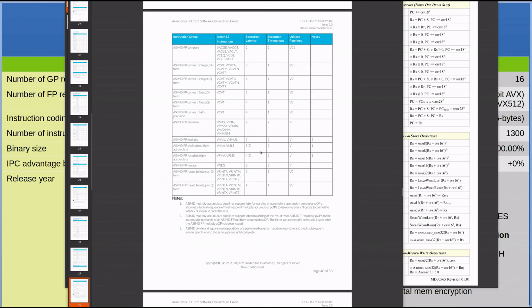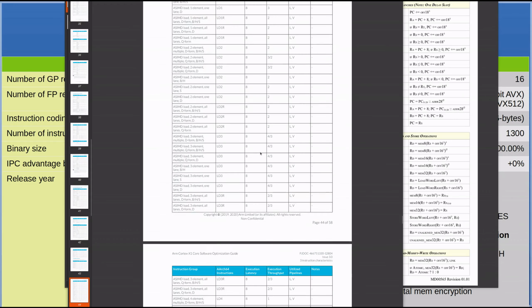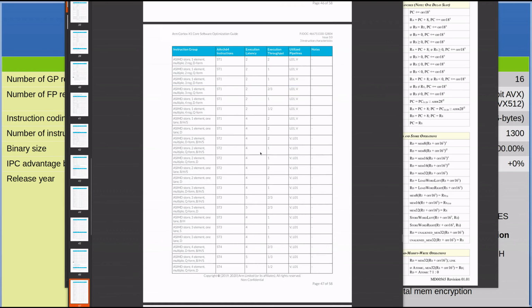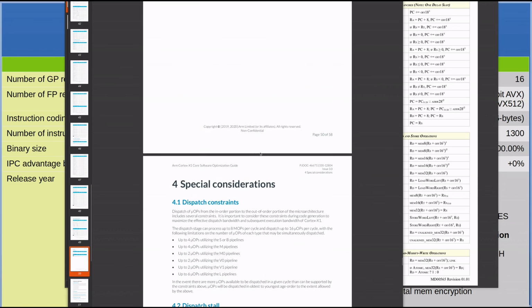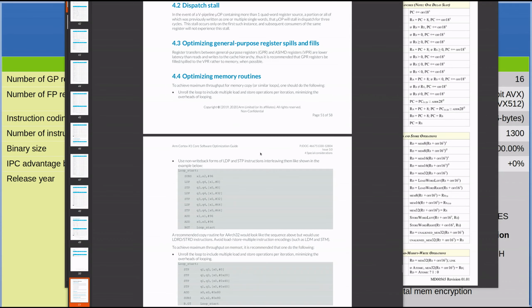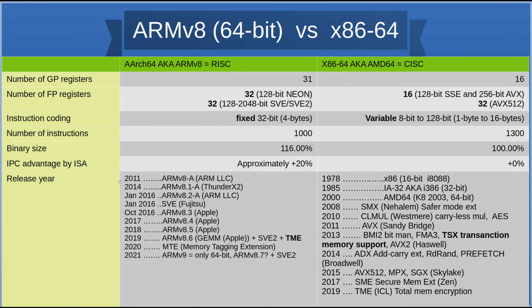This is not a reduced instruction set anymore. ARM is really complex. ARM has hundreds and hundreds of instructions actually. And yeah, this is simple evidence that ARM is really not a simple or reduced instruction set.